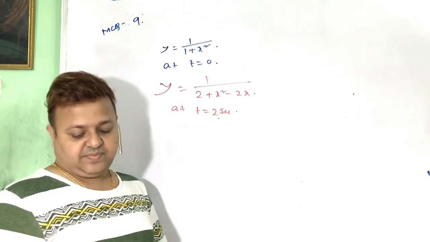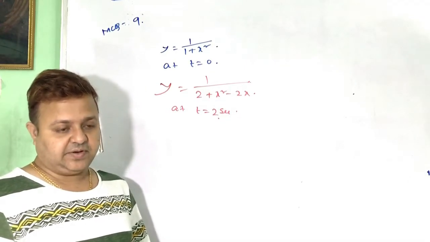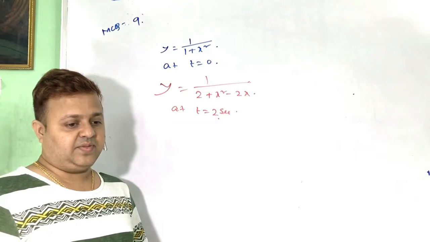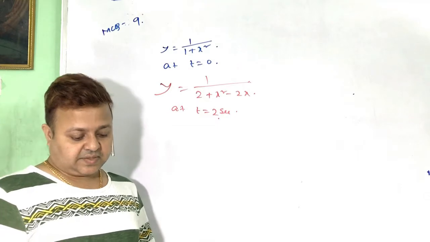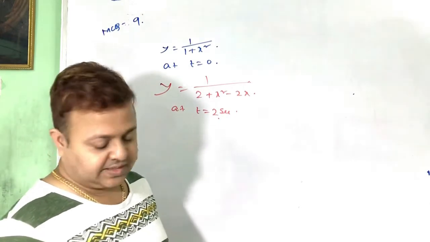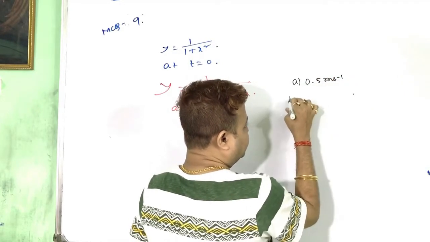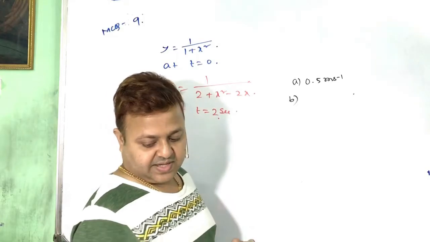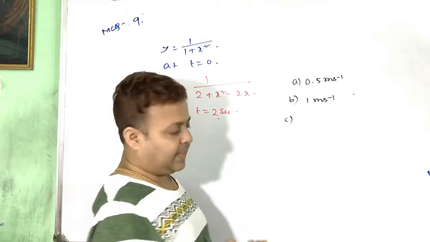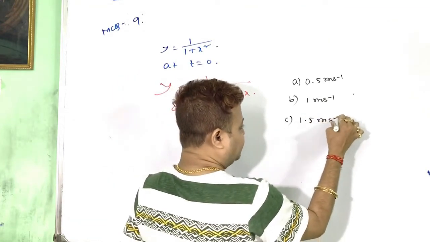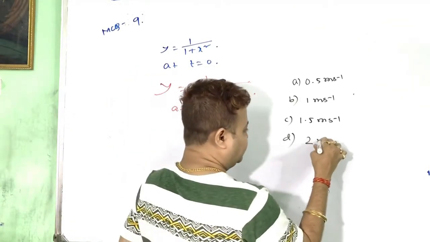assuming that the shape of the wave does not change during propagation, then the speed of the wave will be option A 0.5 meter per second, B 1 meter per second, C 1.5 meter per second, and D 2 meter per second.